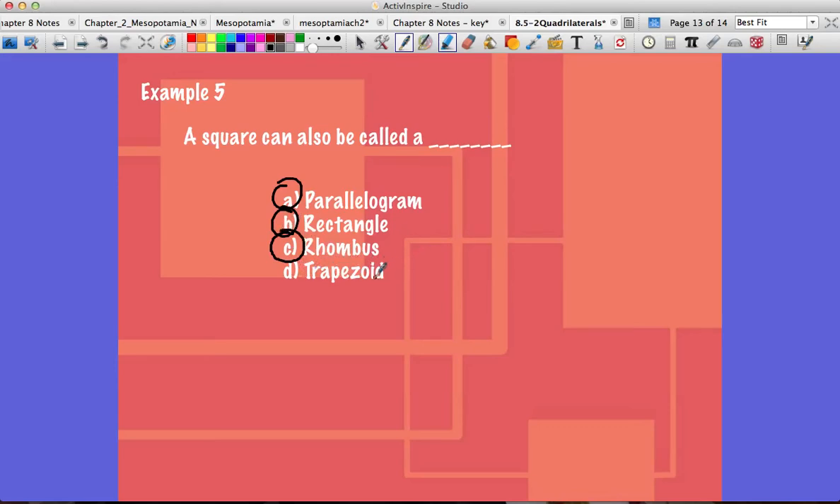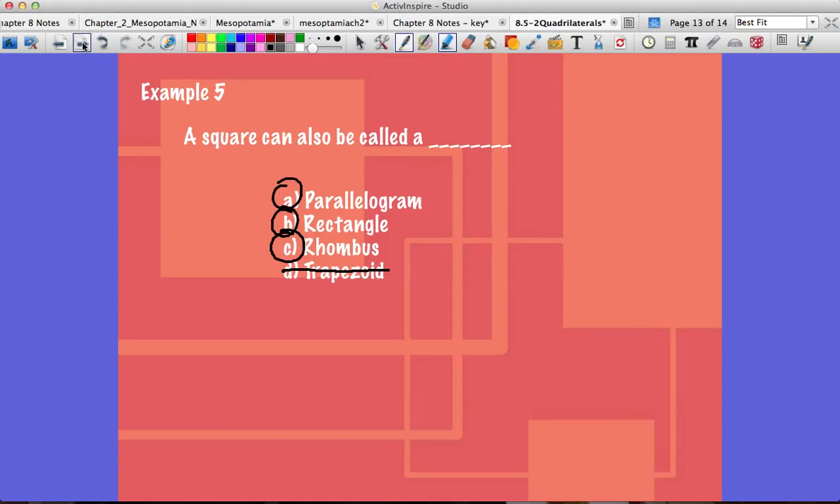The last one, trapezoid. A trapezoid has to have only one pair of parallel sides. A square has two. So a trapezoid cannot be another name for a square.